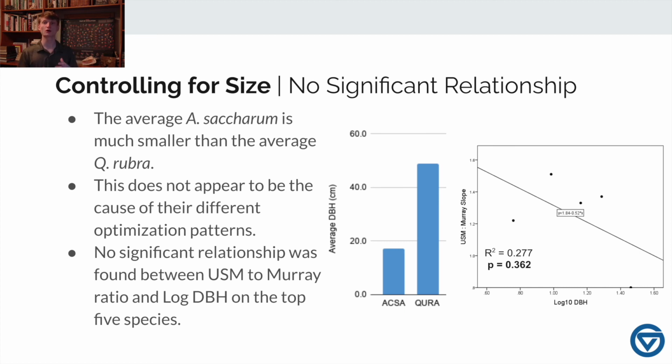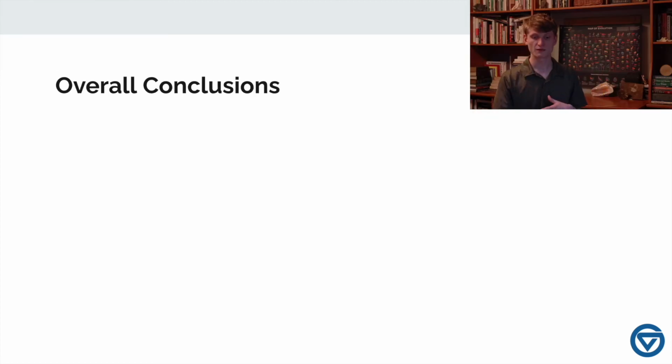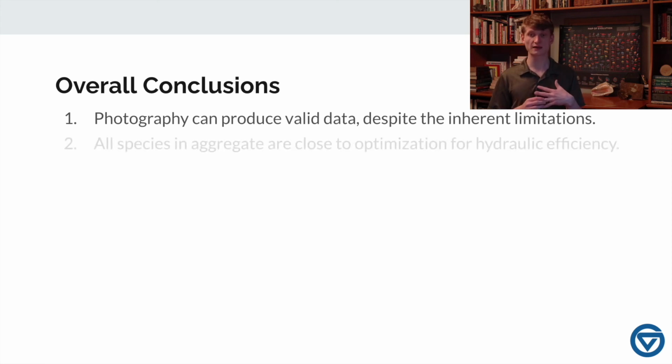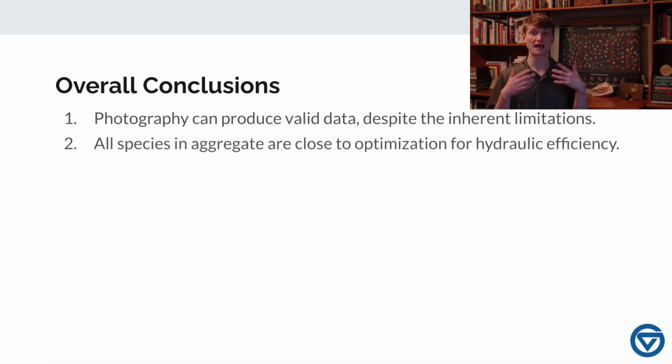And so the overall conclusions of everything I've talked about, first and foremost, most important thing, photography can produce valid data. There are limitations, it's messy, it's not perfect. Cutting down a tree would give us way more precise data, but we can still get valid, useful data from photography, and that's a new thing for this field. Second, all the species in aggregate, they're pretty close to hydraulic efficiency, and that's exactly what we'd expect. And that just lends more credence to photography as a valid methodology.